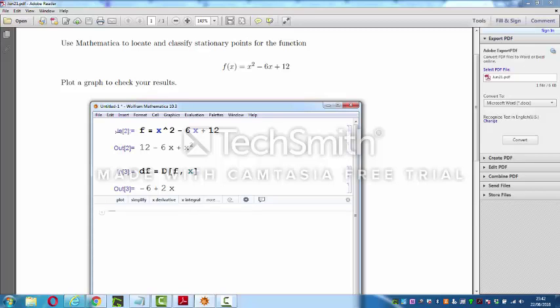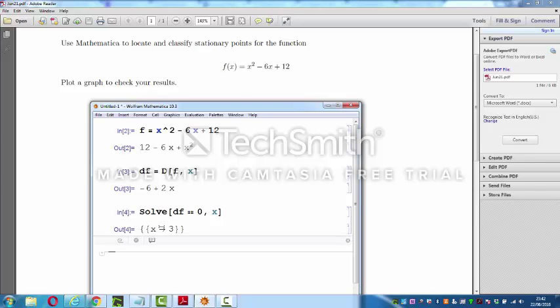Now at a stationary point, this derivative is going to be equal to 0. So let's solve the equation. Solve for df is equal to 0, solving for x. And it tells us that x is equal to 3. So we will have a stationary point at x is equal to 3. We will later on calculate the value of f at that point.